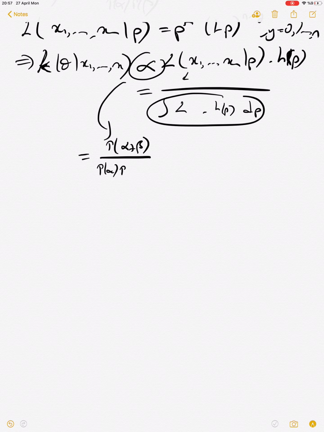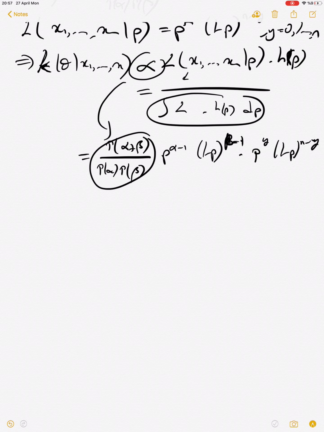Okay, so then let's write the prior and the likelihood. I started with the prior: p to the alpha minus 1, 1 minus p to the beta minus 1, and then we have the likelihood, p to the y, 1 minus p to the n minus y. Again, get rid of the constant part and combine the terms with p: p to the alpha plus y minus 1, and we have 1 minus p to the n minus y plus beta minus 1.